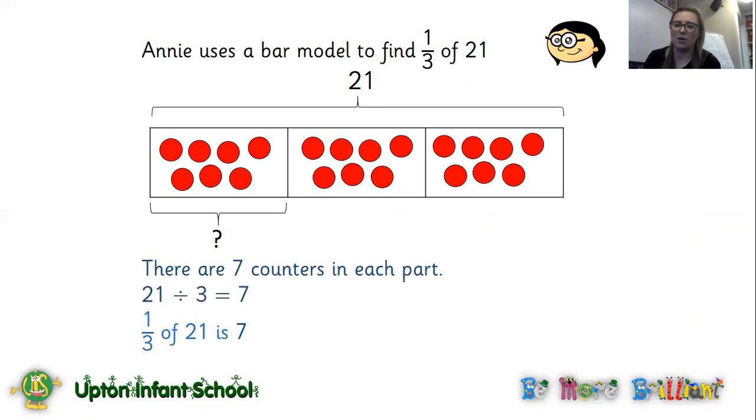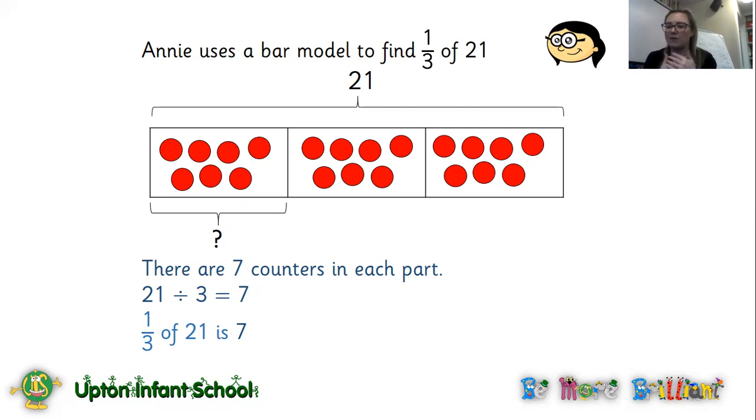That is my last one then. So it says there are 7 counters in each part. And if I count them up, 1, 2, 3, 4, 5, 6, 7, I can see there's 7 in each box. So that must mean that if I'm finding out a third of 21, it must be 7.